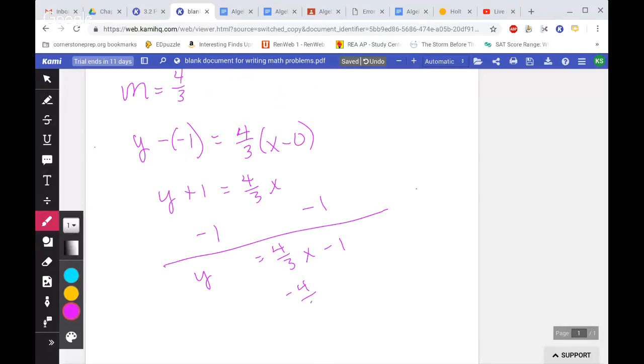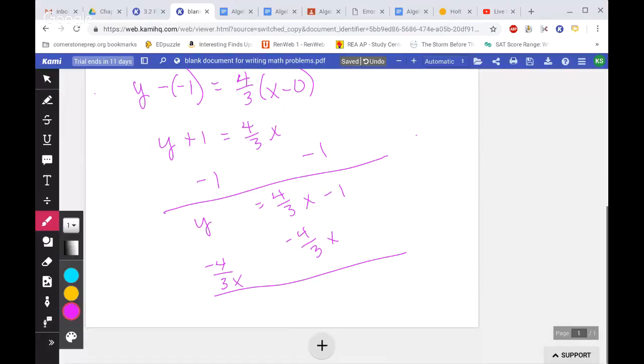And now I'm going to move my x to the other side. I hate that I go sideways. I wish I was better about that. So I've got -4/3 x plus y equals -1. And once again, I believe this is the answer in the back of the book, so you could leave it there for sure.